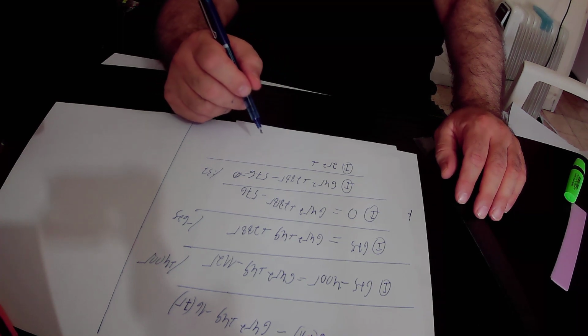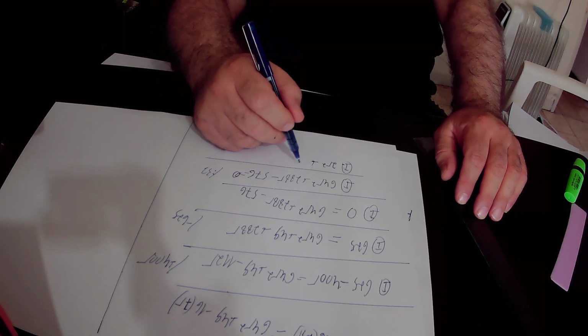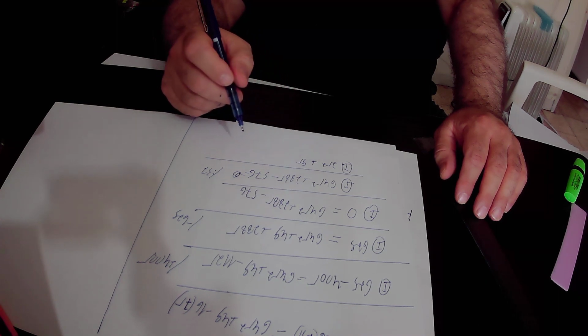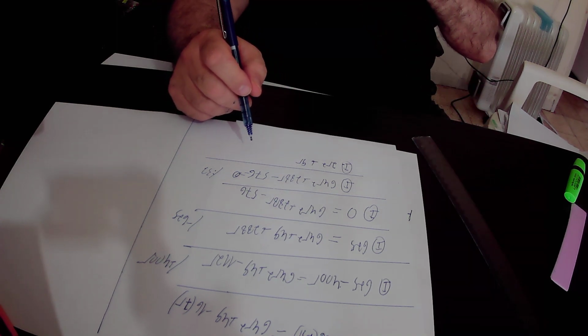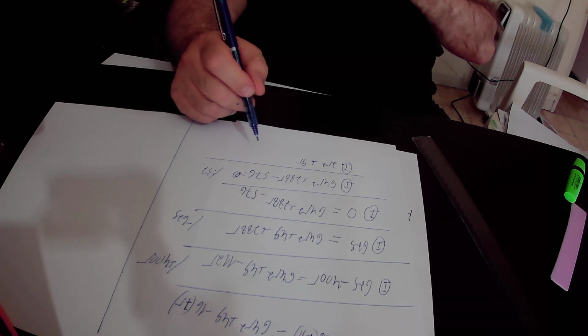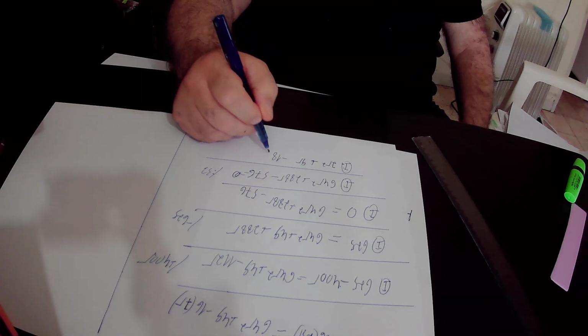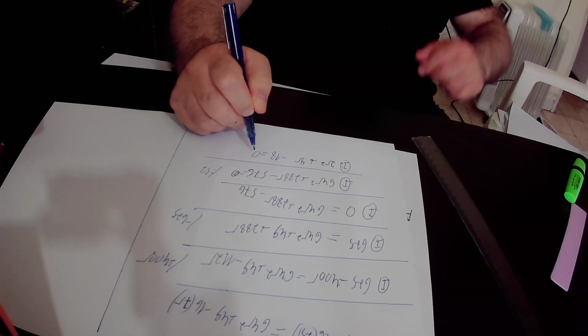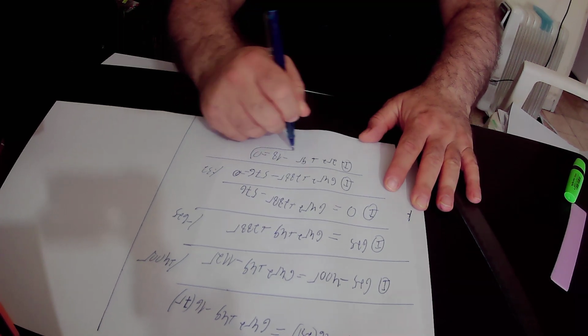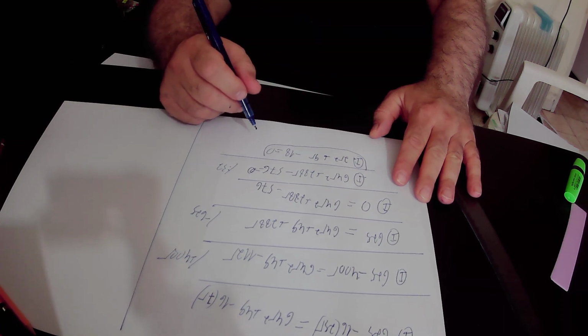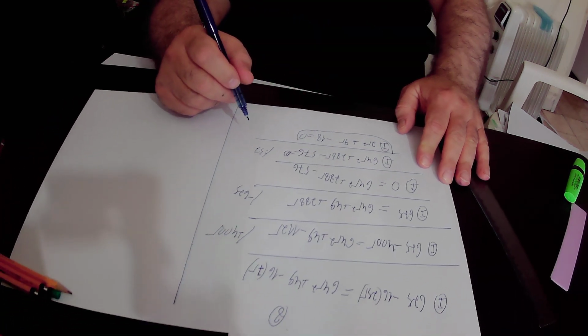288 over 32 is 9, so this expression equals in total 9r. And here we have minus 576 over 32, which equals minus 18. And all equals 0. So we have the quadratic equation 2r² plus 9r minus 18 equals 0.